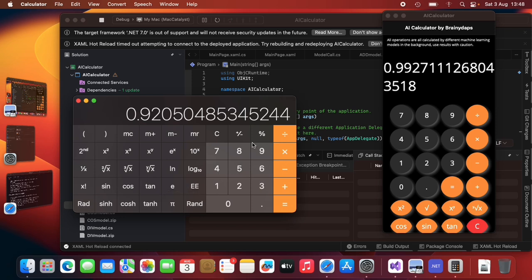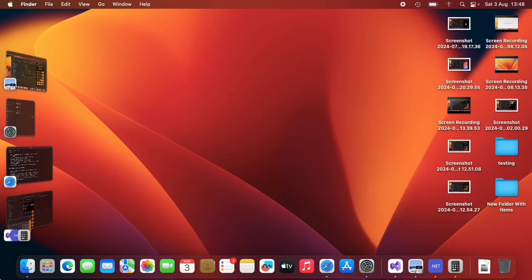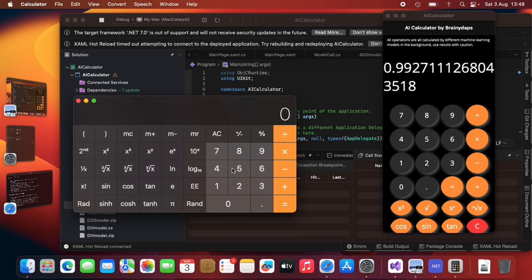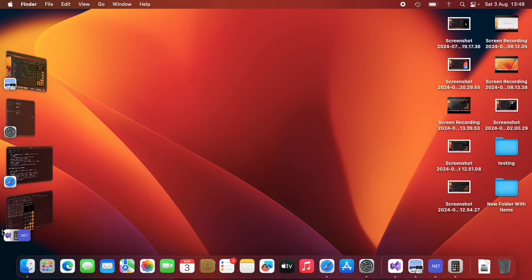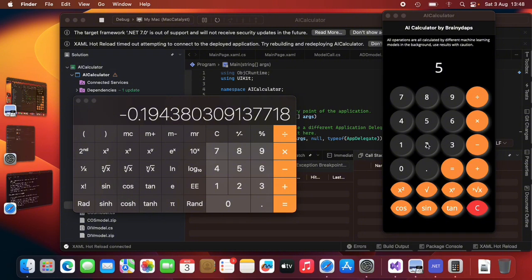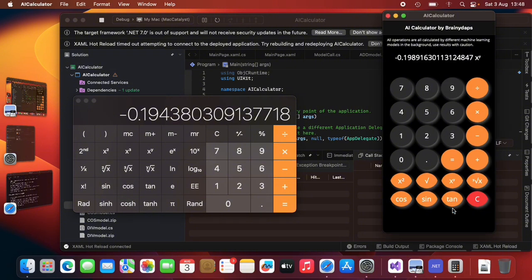Okay, now let's try tan. Let's see if tan is going to be correct. Now let's try tan 529. Yes, tan 529. You can see it's a negative value. Now let's see if this is going to get it correctly. Tan 529. So yes, you can see we got a negative value too. In fact, it's really accurate.